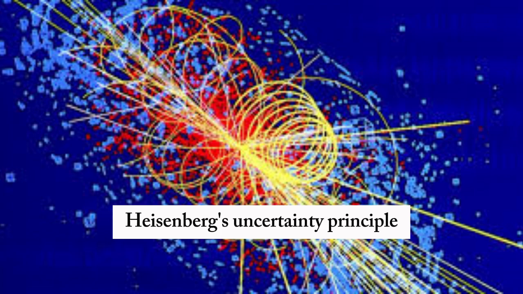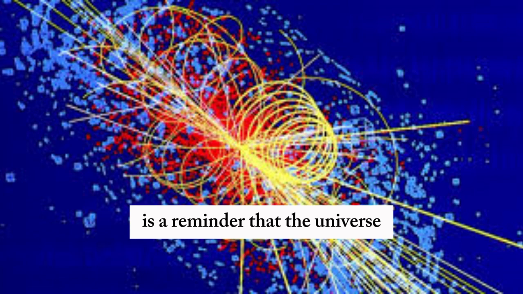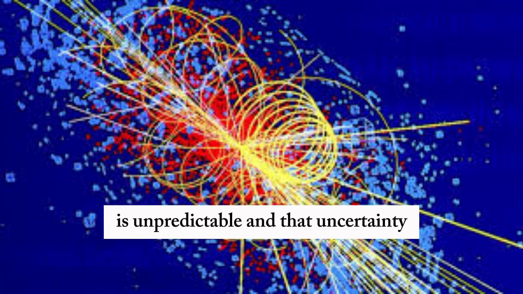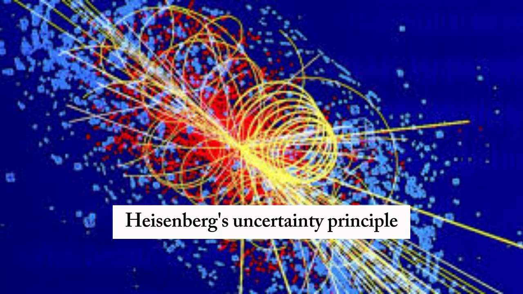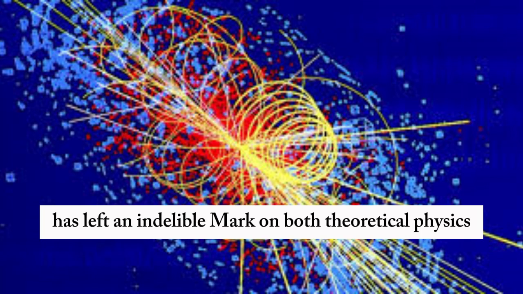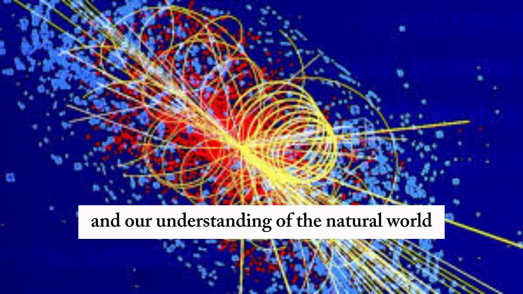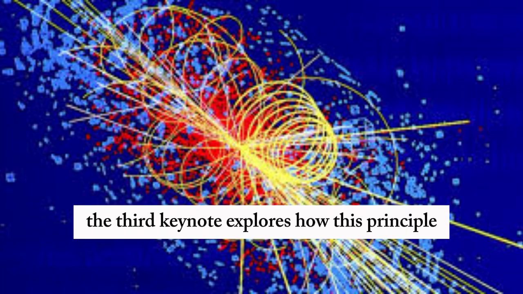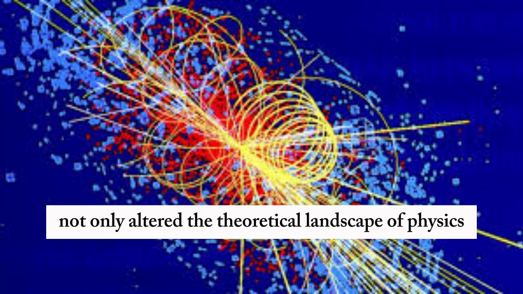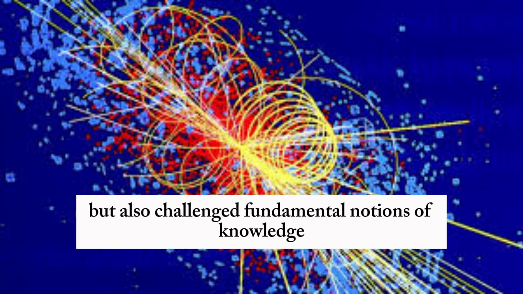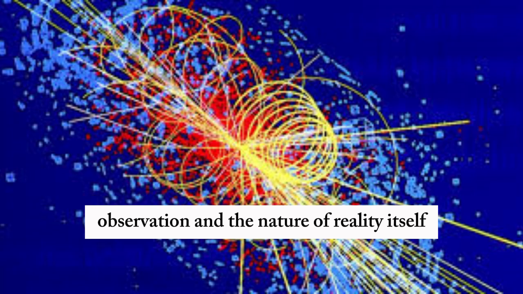Heisenberg's uncertainty principle is a reminder that the universe at its most fundamental level is unpredictable, and that uncertainty is a core aspect of the quantum world. Heisenberg's uncertainty principle has left an indelible mark on both theoretical physics and our understanding of the natural world. The third keynote explores how this principle not only altered the theoretical landscape of physics, but also challenged fundamental notions of knowledge, observation, and the nature of reality itself.